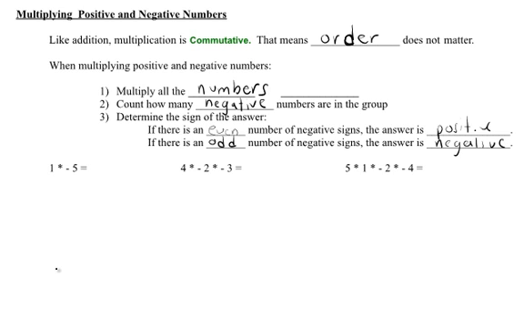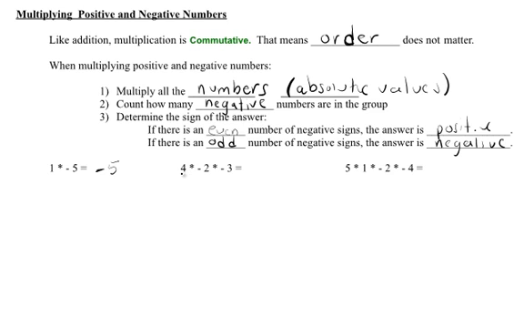Okay, so let's try this. We're going to multiply the numbers. So we're multiplying the absolute values of the numbers. So absolute values. Okay, so 1 times 5 is 5. Let's count how many negative signs. There's 1. That's odd, so our answer is negative.